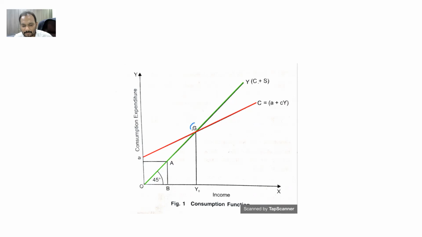At point G, can you tell me the meaning of point G? At point G, are both the curves intersecting? Yes, sir. So if both the curves are intersecting, can I say consumption is equivalent to income? Right. That means your income is 1,000, consumption also is 1,000. Consumption and income are intersecting at which point? Point G. So at point G, consumption is equivalent to income.